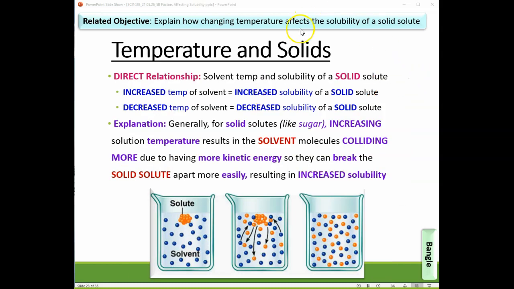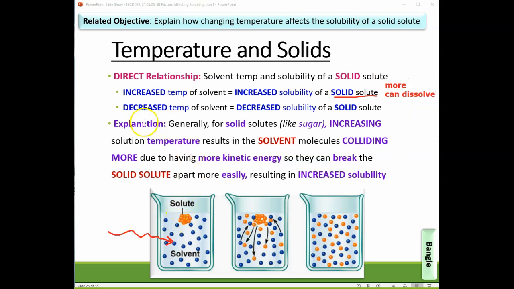Okay, so let's talk about the relationship between temperature and solid solutes. So here's the deal. This is actually, in general, a direct relationship. So this means that as you increase the temperature of your solvent, meaning what you're dissolving your stuff into, as your water gets hotter, for example, or your tea gets hotter, then your solid solute is also going to have increased solubility, meaning more of it's going to dissolve and it's going to dissolve faster, right? So more can dissolve.